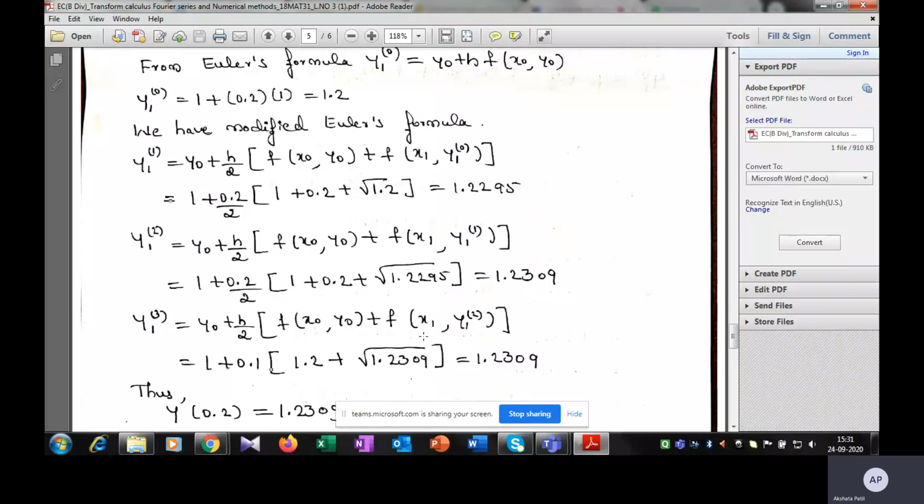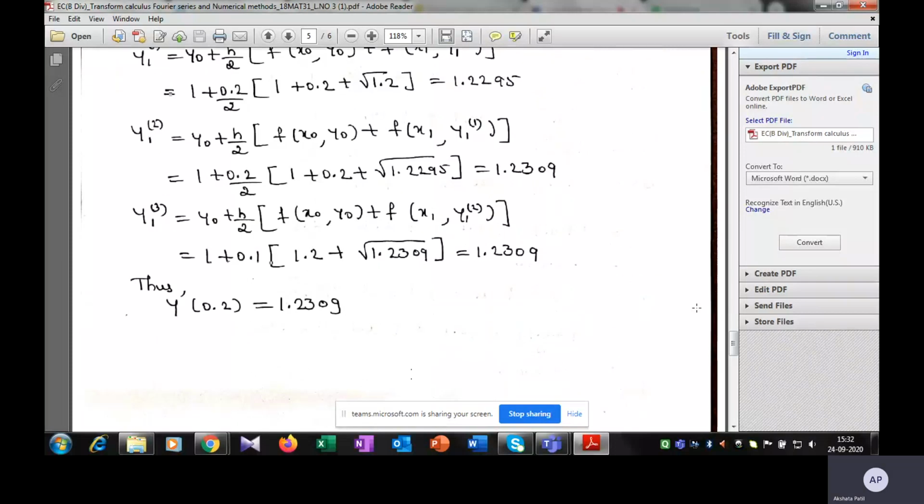1.2309. So let us check the second iteration value and the third iteration value. They both are the same. Yes, both values are identical up to 4 decimal places. Thus, the value of y at x equals 0.2, which is 1.2309, is the required solution of the given differential equation by using modified Euler's method.